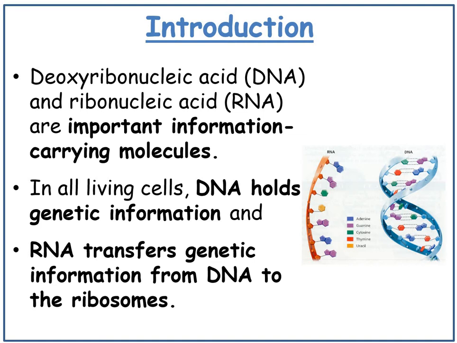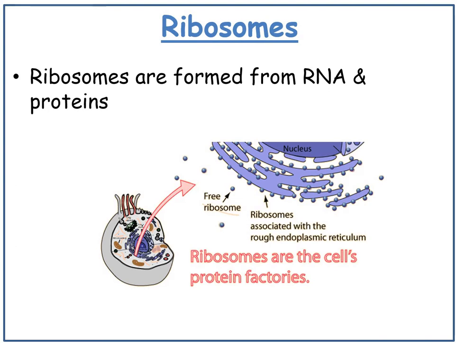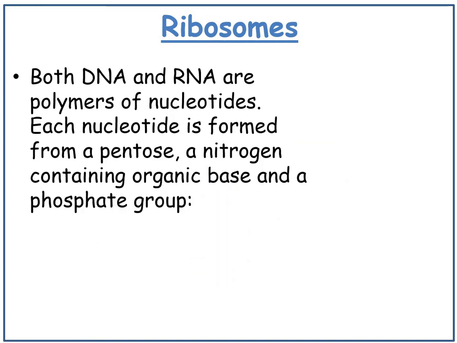So, as an introduction, deoxyribonucleic acid, or DNA, and ribonucleic acid, RNA, are important information carrying molecules. In all living cells, DNA holds genetic information and RNA transfers genetic information from the DNA to the ribosomes. Ribosomes are formed from RNA and proteins, and ribosomes are obviously the place in which proteins are made or manufactured.